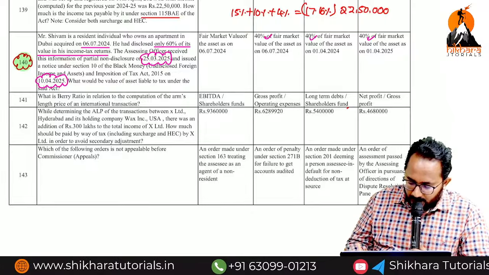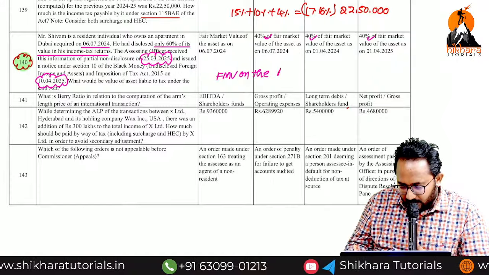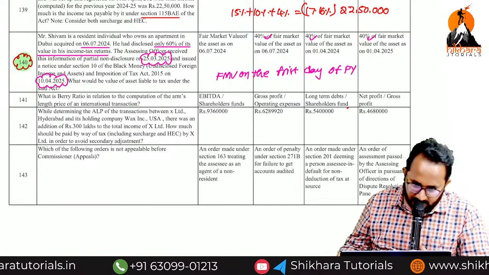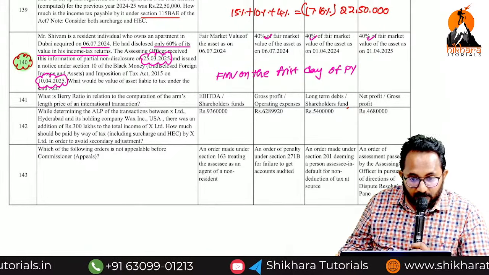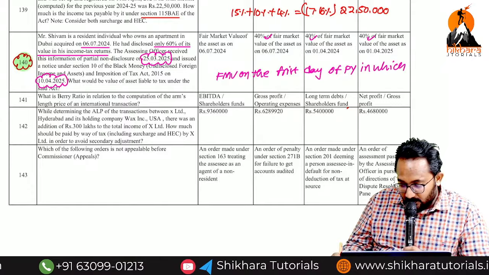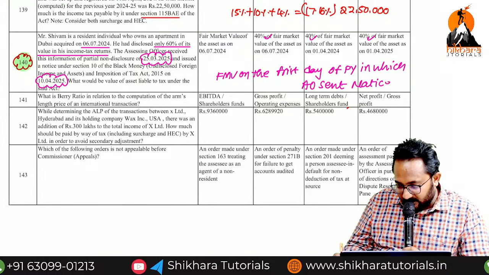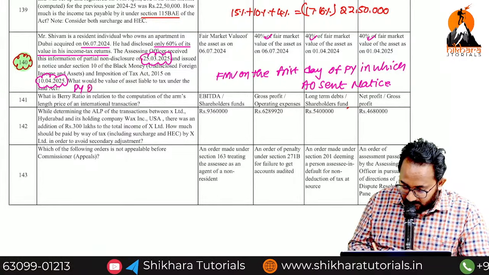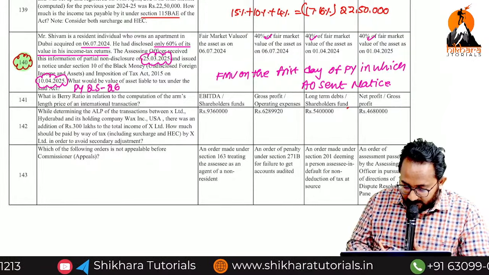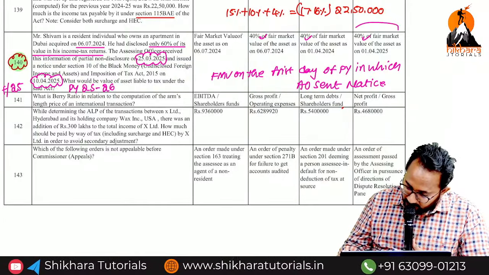Remember, fair market value as on the first day of the previous year in which AO sent the notice. So can you tell me in which year AO sent the notice? Previous year 25-26. What is that first day? 1/4/2025. This is the only answer.